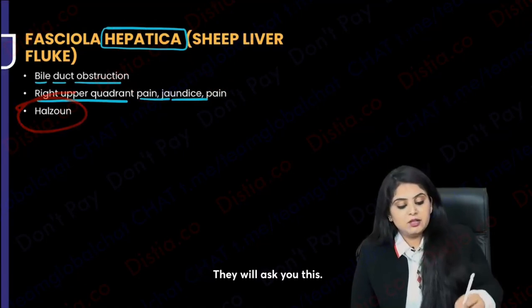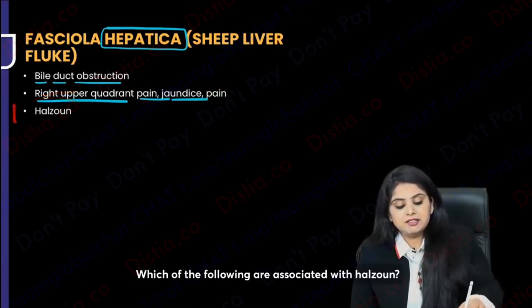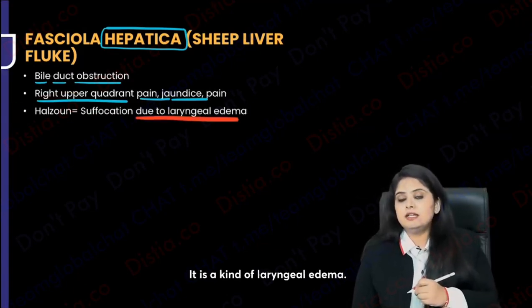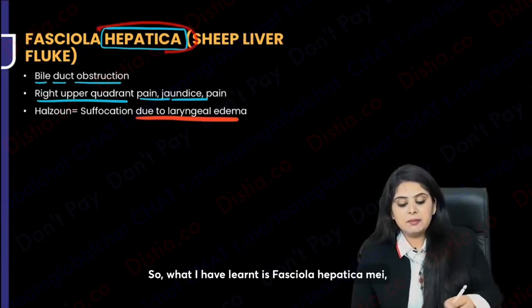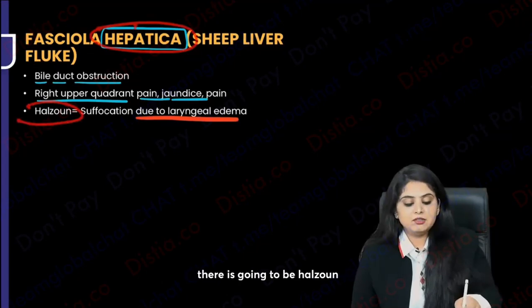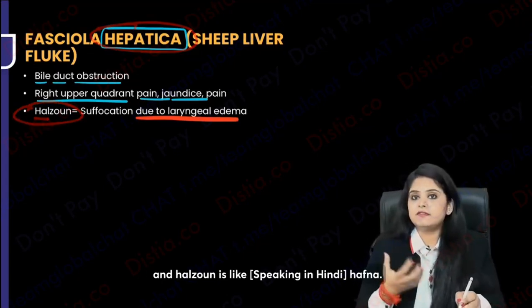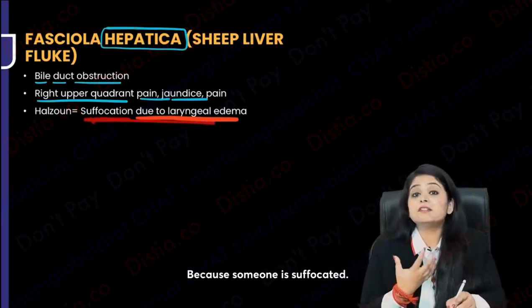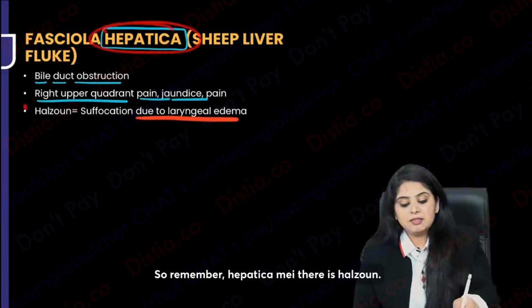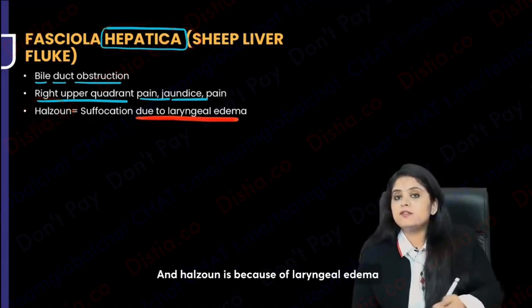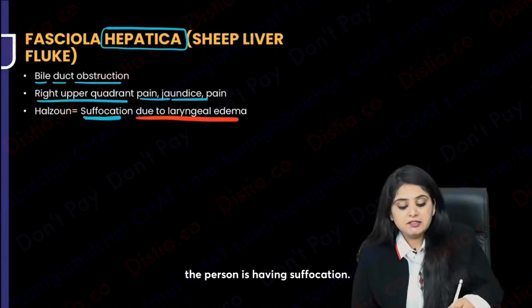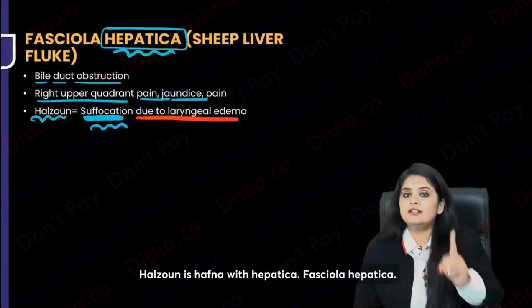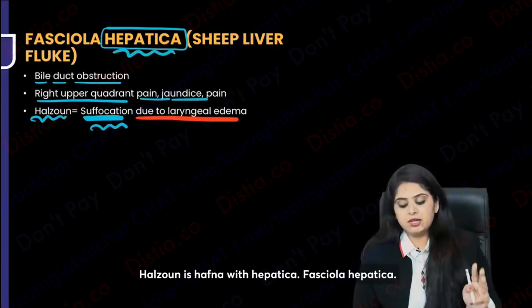They will ask you this: which of the following are associated with halzoin? So firstly, what is halzoin? It is a kind of laryngeal edema. So what I have learned is in Fasciola hepatica there is going to be halzoin, and halzoin is like hafna, breath, someone is short of breath. Why is someone short of breath? Because someone is suffocated. So remember, in hepatica there is halzoin, and in halzoin because of laryngeal edema the person is having suffocation. So halzoin, hafna with hepatica, Fasciola hepatica.